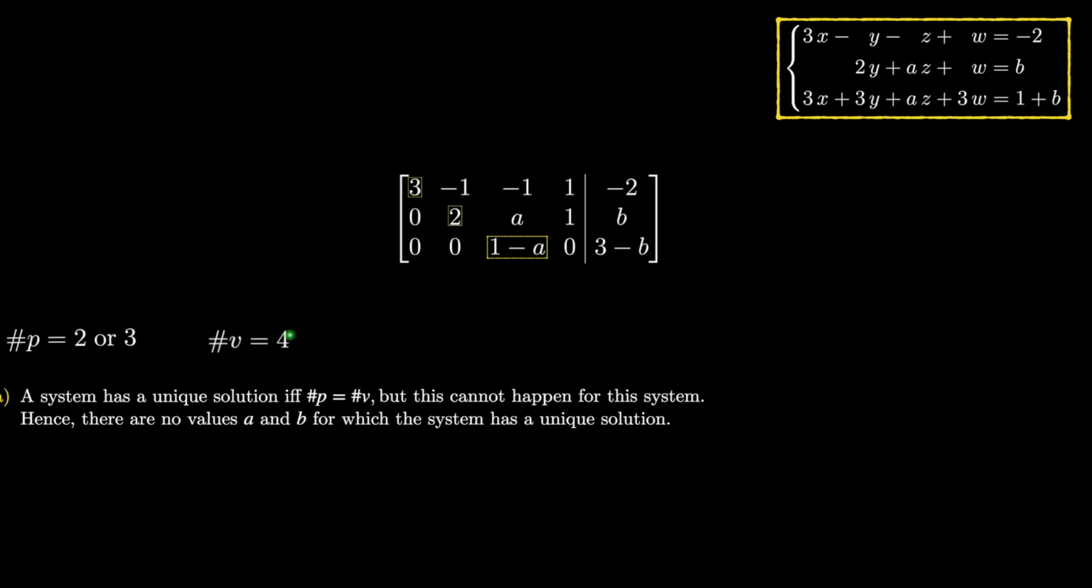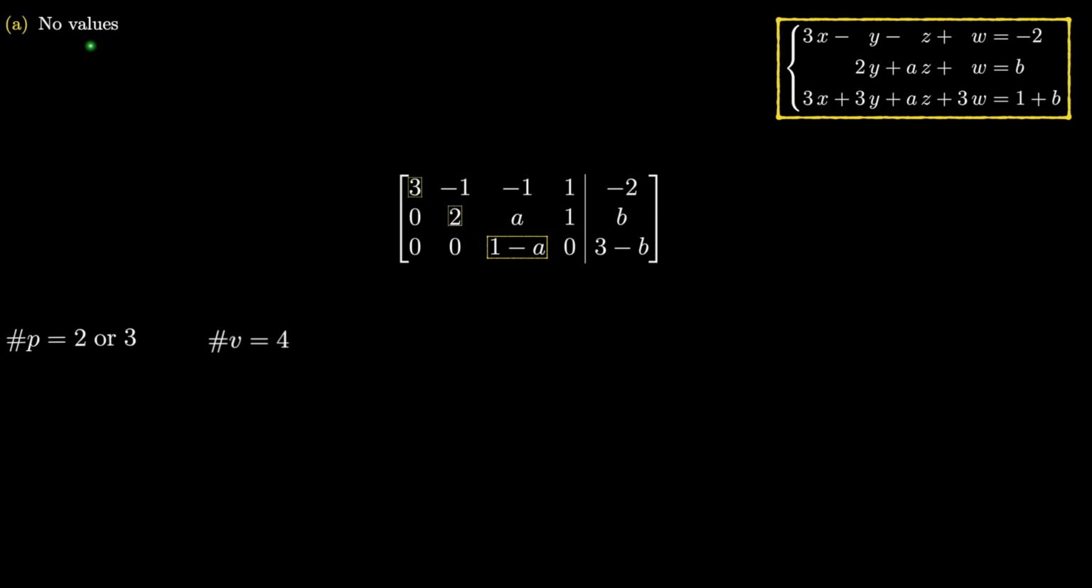The conclusion is that if you want to make the system a system with a unique solution, it is not possible. Okay, so for no values of a and b can we have this. So the answer to the first part of the question is actually no values. Okay, so let us now go to the next step.